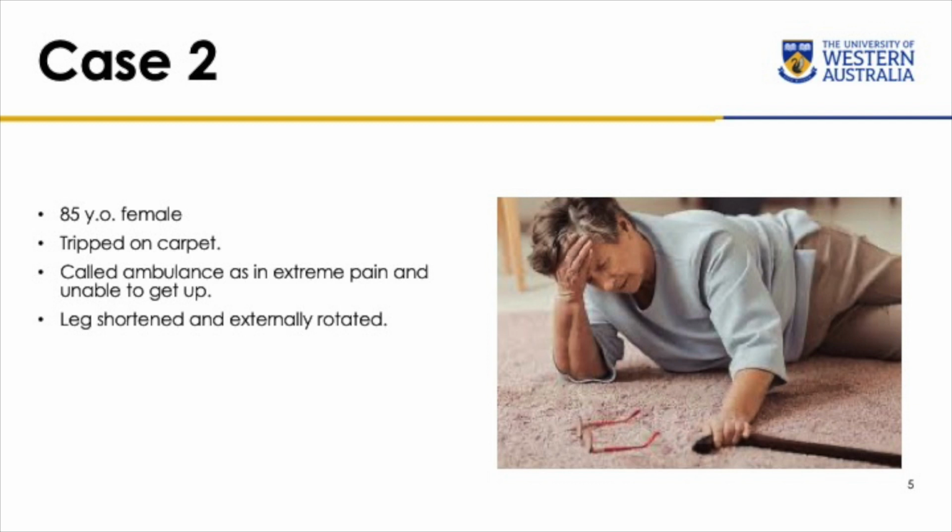The second case is an 85-year-old female. She's tripped on the carpet and has had to call an ambulance as she's in extreme pain and unable to get up. Looking at her, the leg on the affected side is shortened and externally rotated.